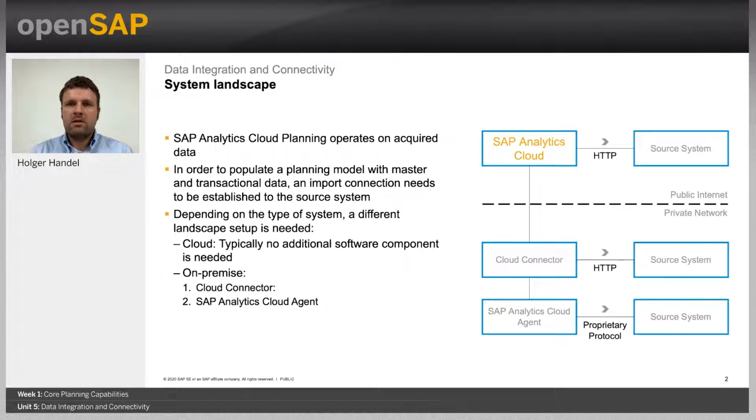In this case, we actually need to bridge between the public internet and the local corporate network, which we do with a component called the Cloud Connector. So this component has the functionality to bridge between the two network segments and to allow Analytics Cloud to import data from the source system running behind the corporate firewall.